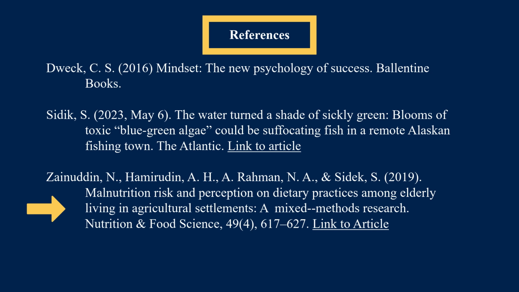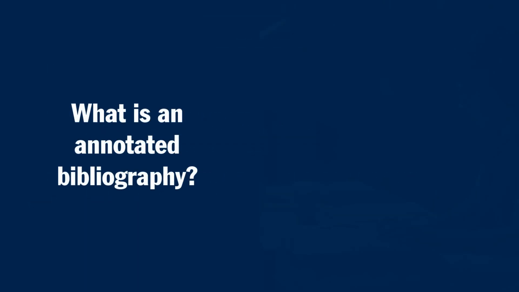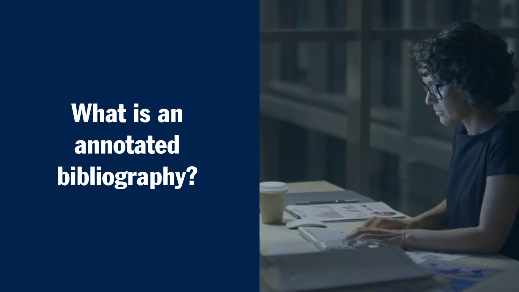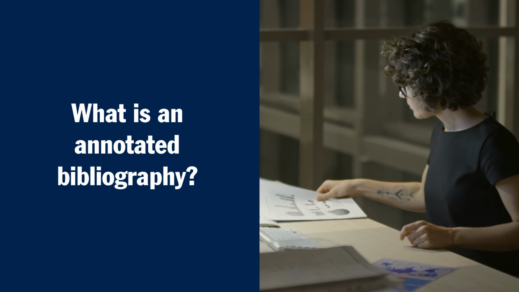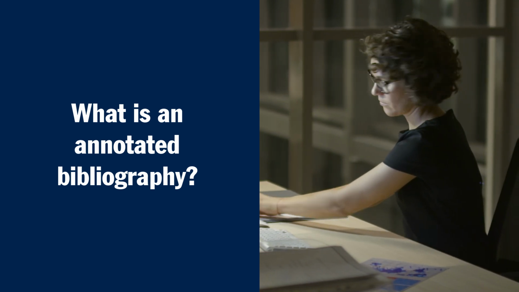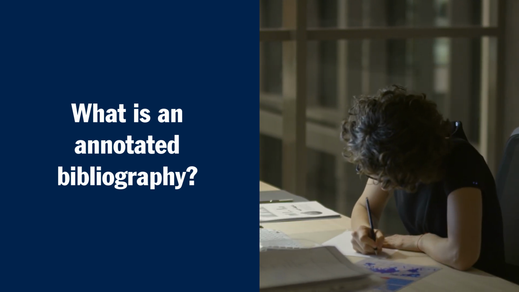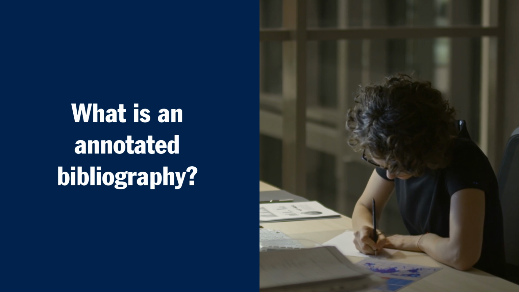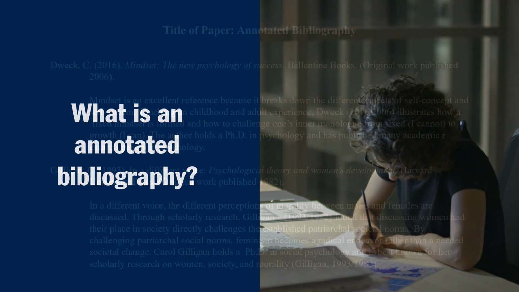Lastly, we are going to talk about how to format an annotated bibliography. An annotated bibliography is a list of sources, like books, articles, or websites, you plan to use for a research project, with a short summary and evaluation of each source. It's like a references list, but with notes about each source. Let's take a look at an example.